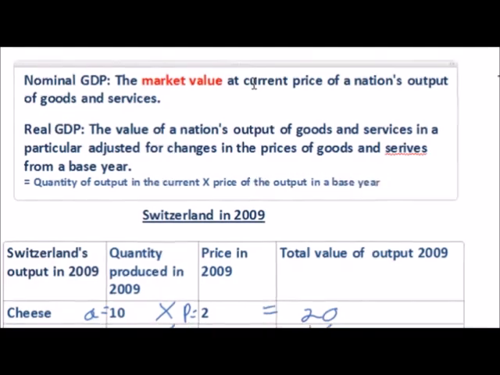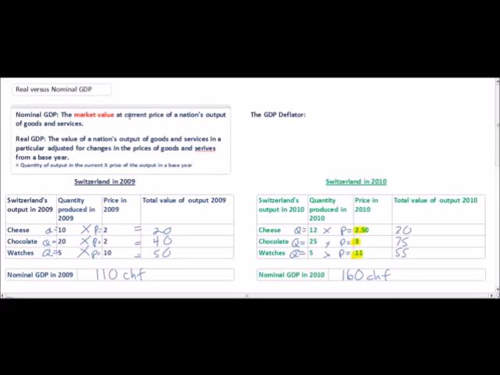With this statistical tool, we can come up with Switzerland's real GDP. So what we must do in our table here on the right is determine what the prices were for cheese, chocolate, and watches in the base year, which we will use 2009 for our base year. And then we can multiply Switzerland's output of those goods times the price that they would have been in the base year to give us a more accurate indicator of Switzerland's real output of the three goods in 2010.